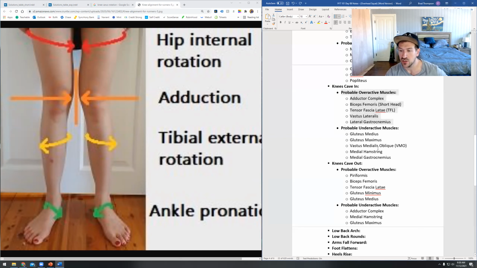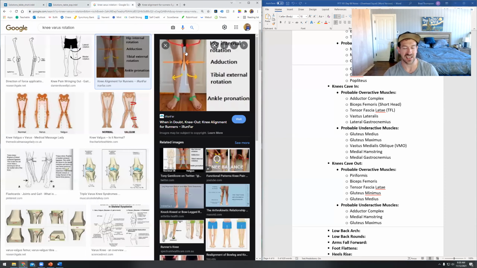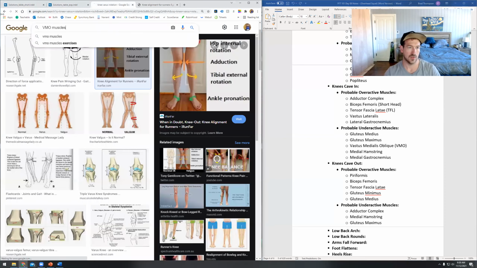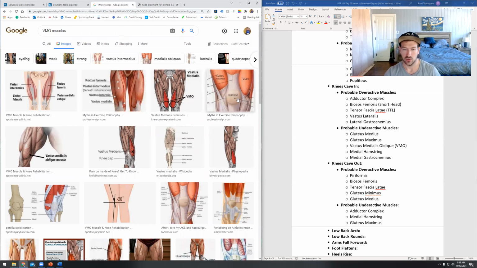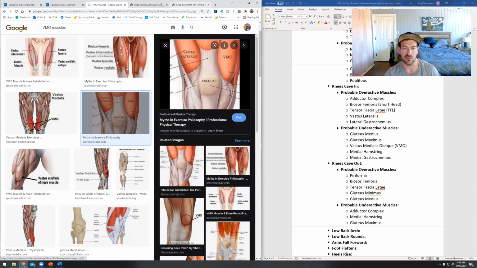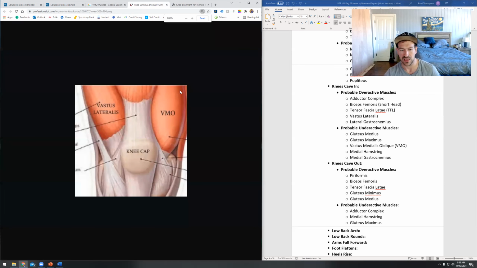Now the underactive muscles that we need to strengthen in the opposite direction. Again, gluteus medius is going to abduct. The gluteus maximus is going to externally rotate. The vastus medialis oblique is a quadriceps muscle, the inside quadriceps muscle. We call that the VMO. There's a great picture of the two of those quad muscles: the VMO on the inside, the vastus lateralis on the outside, and all that fascia I talked about. So this muscle is basically being deactivated.